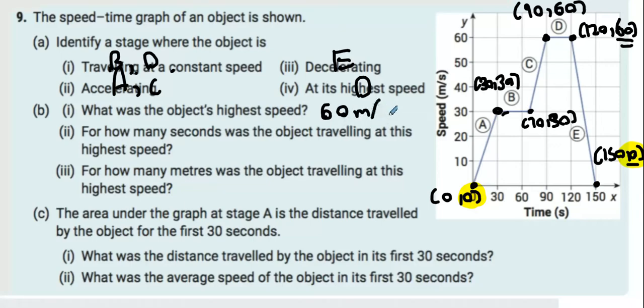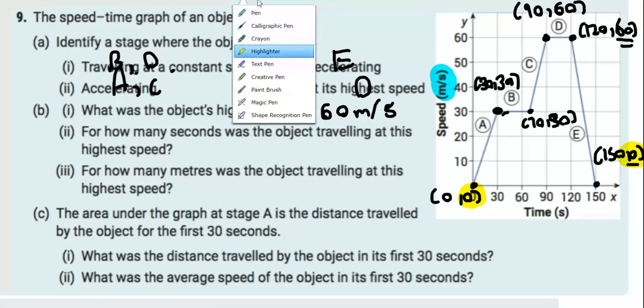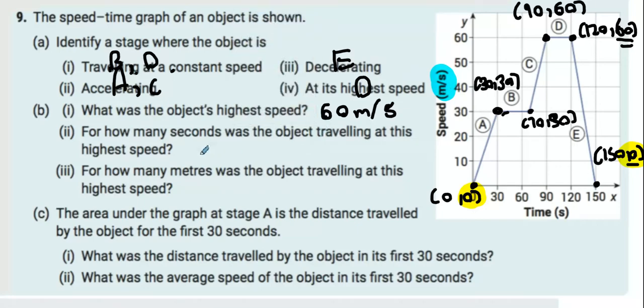60 meters per second. How did I know it's meters per second? It says it in the blue, doesn't it? So it's not kilometers per hour, it's meters per second, okay? And for how many seconds was the object traveling at its highest speed? Starts at 90, ends at 120, 30 seconds.